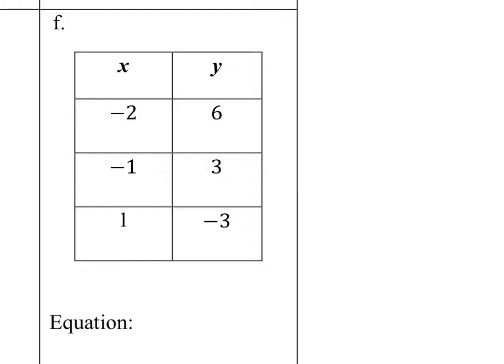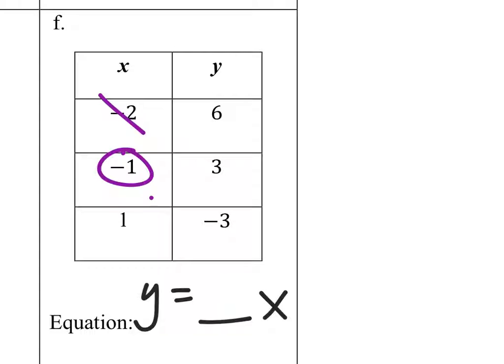All right, f. So again, we should have y equals some coefficient with x. We just got to figure out what that coefficient is. So again, we're going to look and see in the table if we can find where x is 1. That's not 1. This is a negative 1, but it's negative. We just want a positive 1. But there's only a negative.